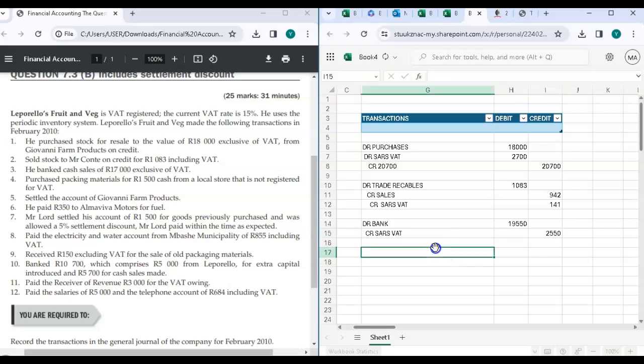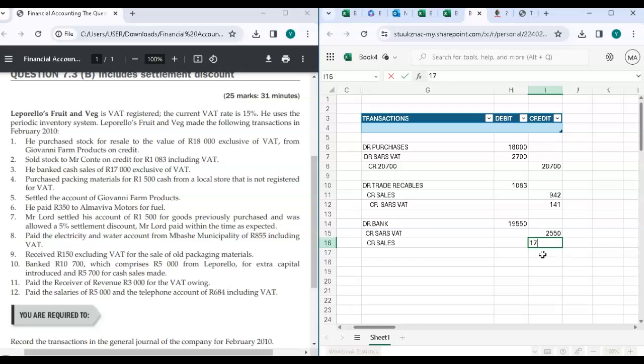Okay, so what else am I crediting? Because think about it. Debit bank, credit sales. Because my sales is increasing. But my sales won't increase with the full amount, right? So let's see. So credit sales. To work out sales, you can just say that minus the VAT. So that will be 17,000.